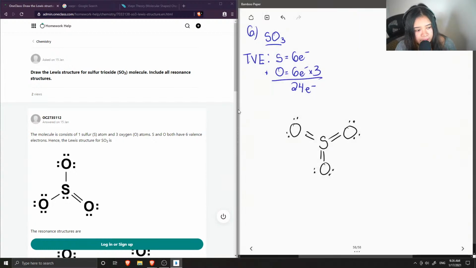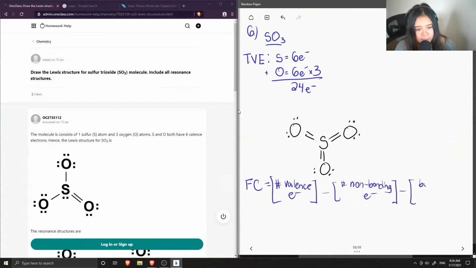So now let's try to calculate formal charges. The equation for formal charge is the number of valence electrons minus the number of non-bonding electrons minus the number of bonding electrons divided by 2.